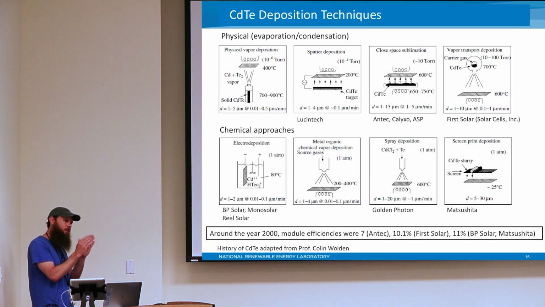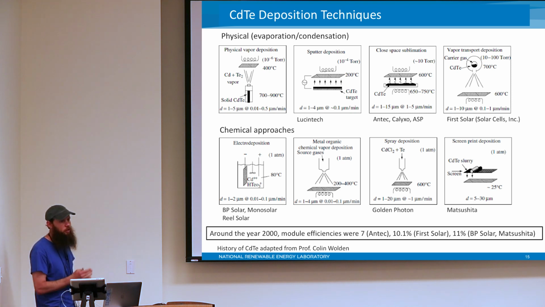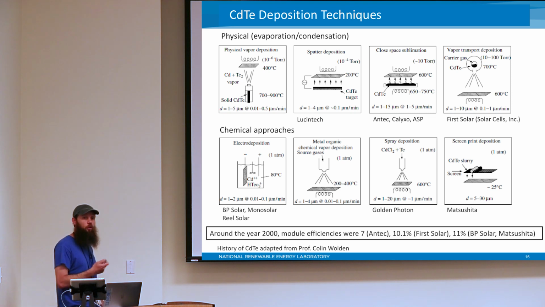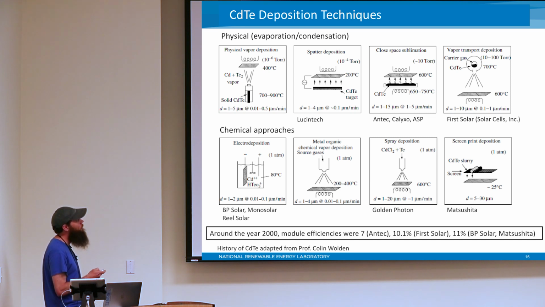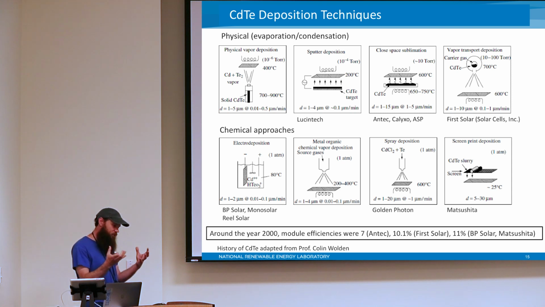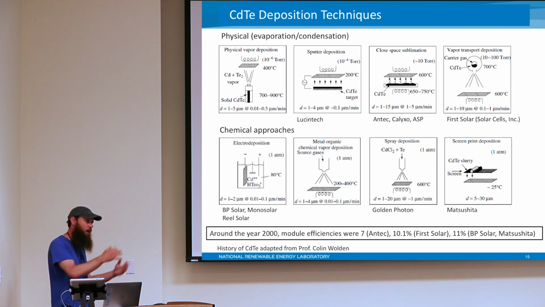You can play games a little bit with the stoichiometry by changing your temperature, where you may shift a little bit more towards the cadmium side or the tellurium side, but in general, you're going to maintain the stoichiometry that you want. So with all of these, they're chemical and vapor phase approaches. The one that First Solar is using is the vapor transport deposition method, in which you have a solid source, you heat it up, and you flow a carrier gas through it.